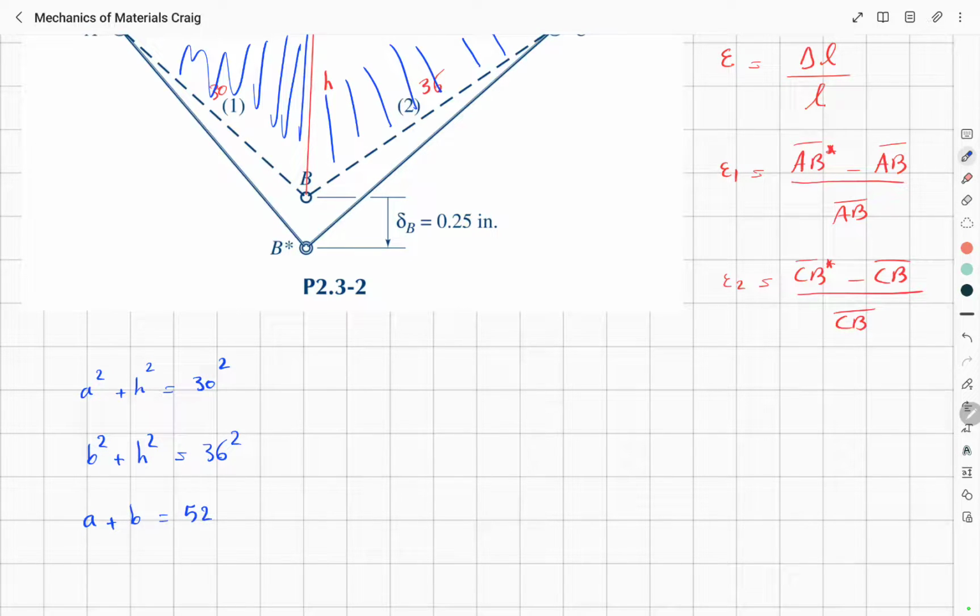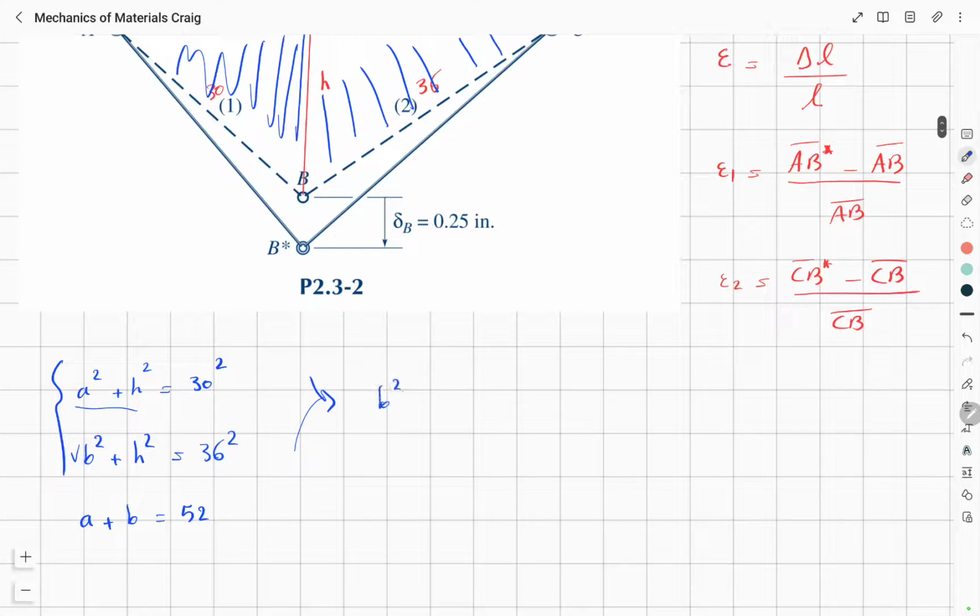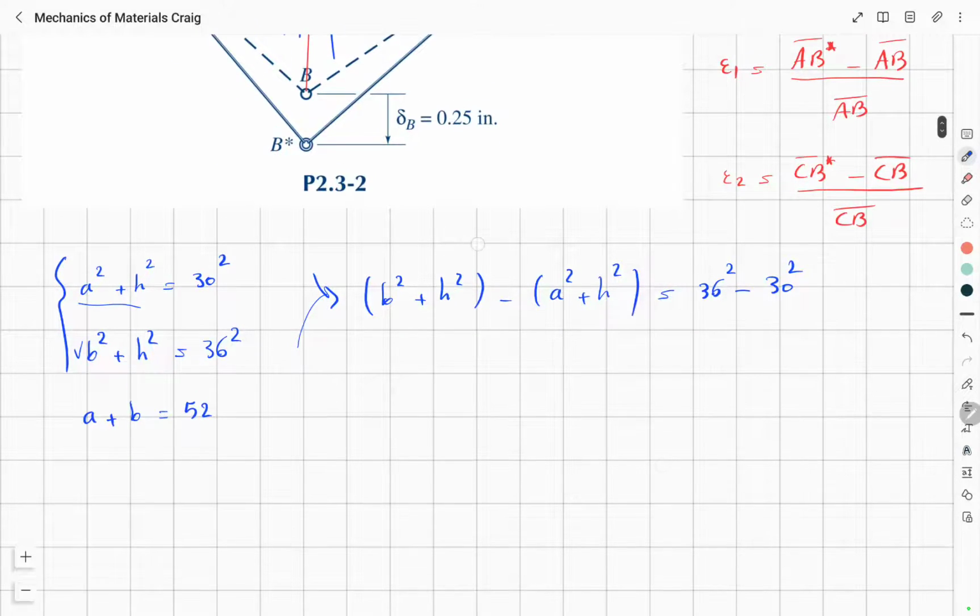Now if we subtract this equation from this one, we can write B squared plus H squared minus A squared plus H squared is equal to 36 to the power of 2 minus 30 to the power of 2. So we can write B squared minus A squared is 396.